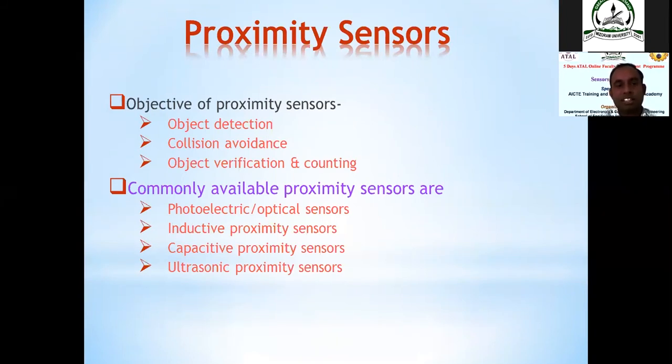Other than that, for proximity sensors, we use them if we want to measure whether any object is nearby or not, whether any intrusion is there or not. Those types of applications are object detection or collision avoidance. Commonly available proximity sensors are photoelectric or optical sensors, inductive proximity sensors, maybe capacitive, and maybe ultrasonic proximity sensors also.